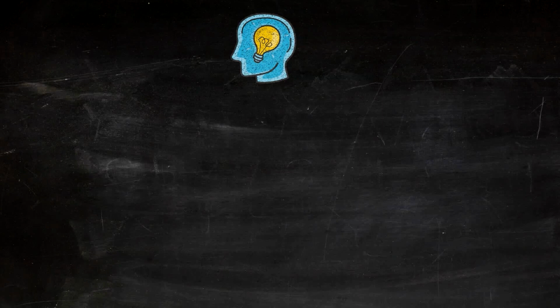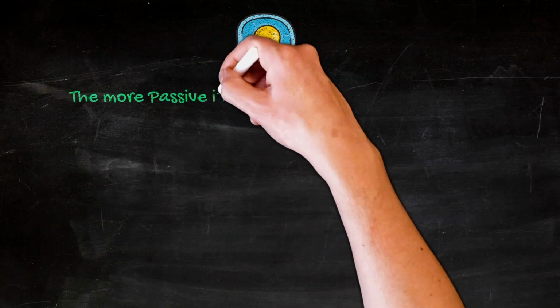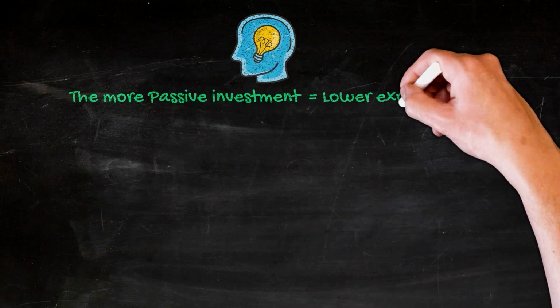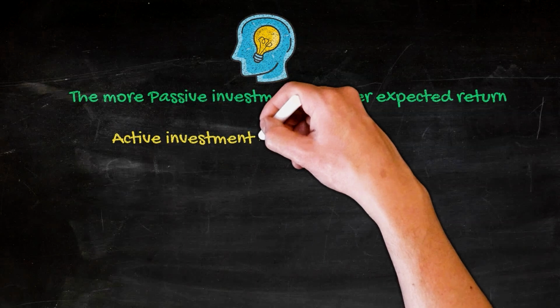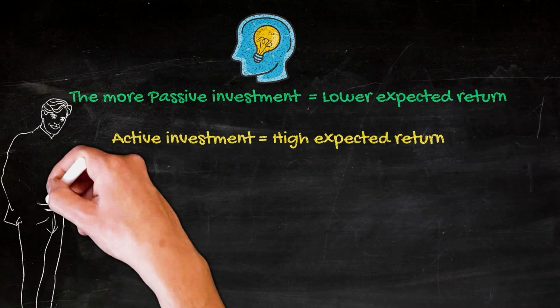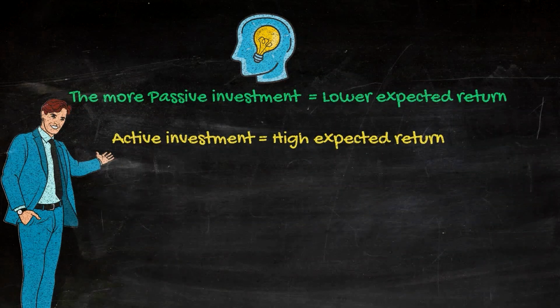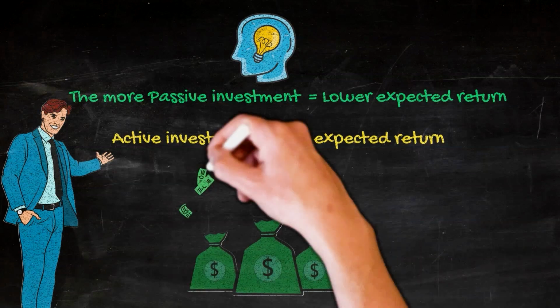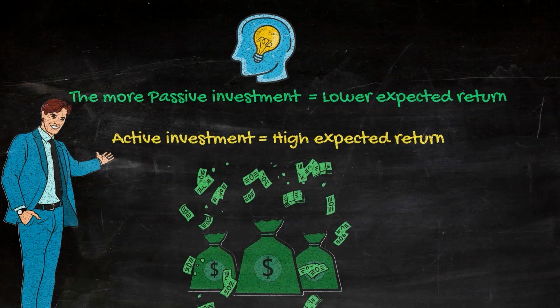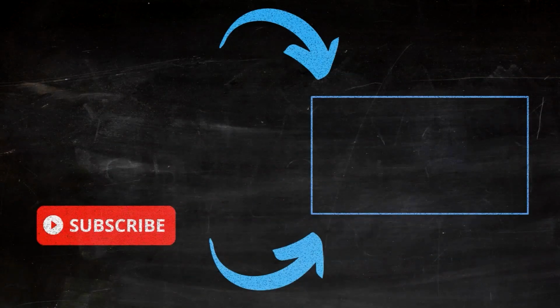The main takeaway from all of the strategies that I mentioned is that the more passive the investment, the lower your expected return will be, and vice versa. Right now, I take a very active approach with my real estate investments, and believe it or not, my return is actually infinite. If you're wondering how that's possible, check out this video I recently posted talking about it.